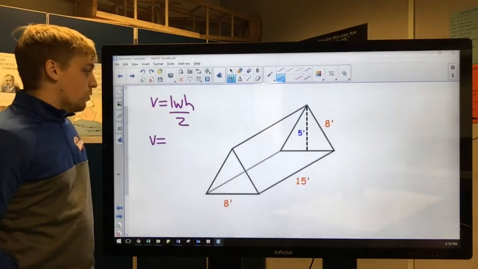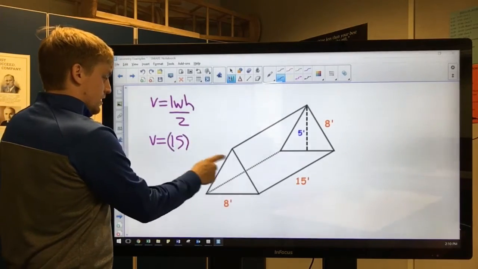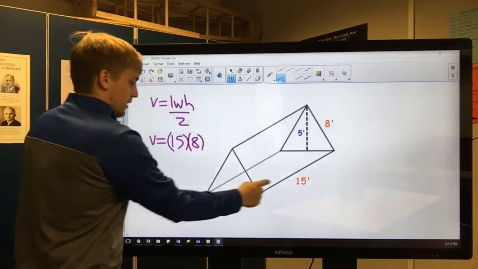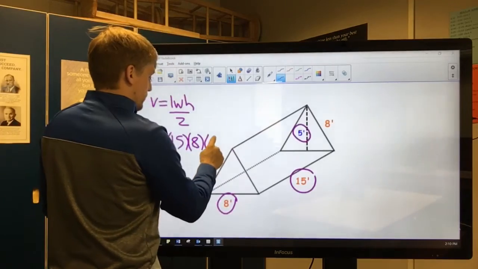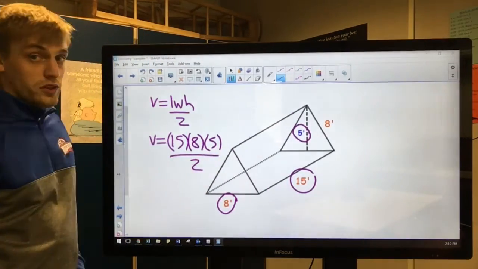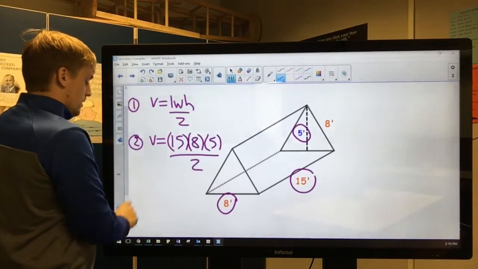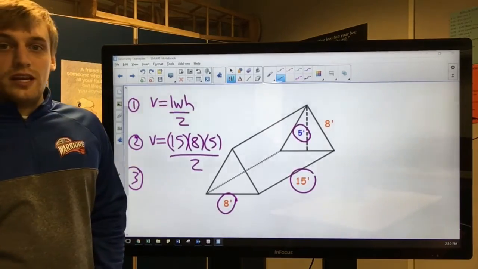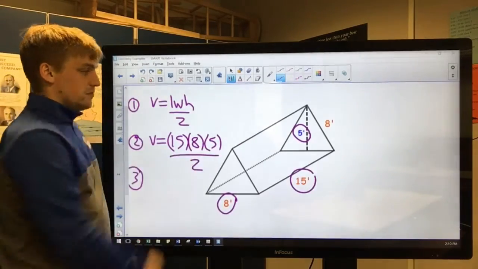So what I'm going to do is plug in the length, 15, times the width, which is 8. Length, width, and then our height, which is 5, divided by 2. I showed this first step, showed this second step, now I'm showing my next step. My next step is to multiply 15 times 8 times 5.